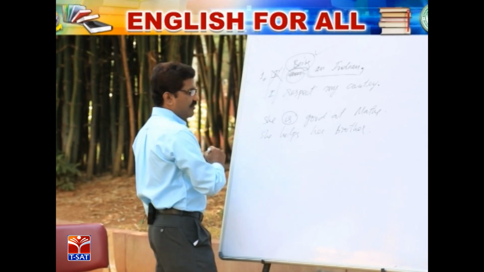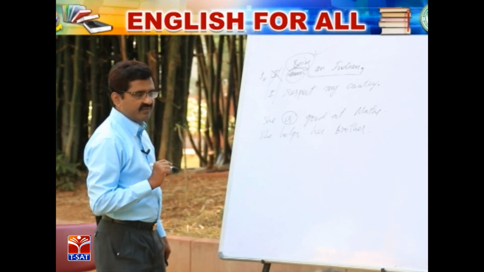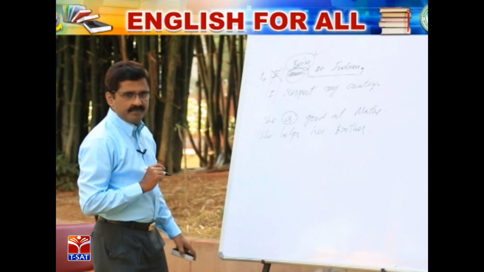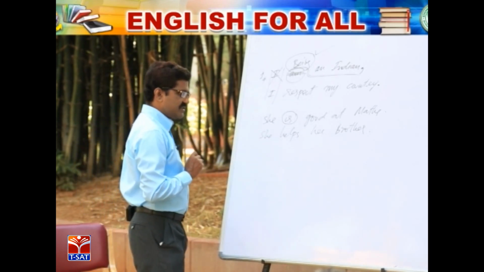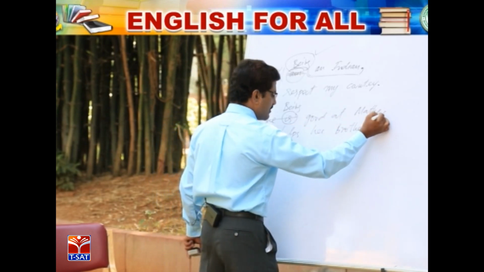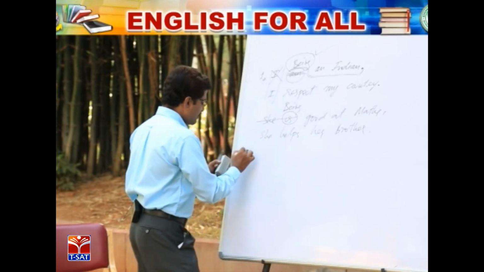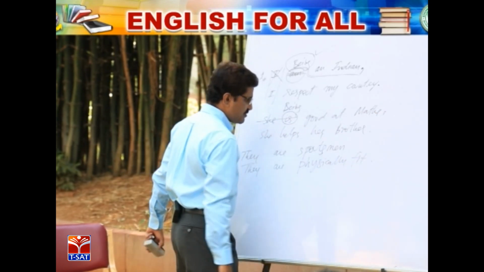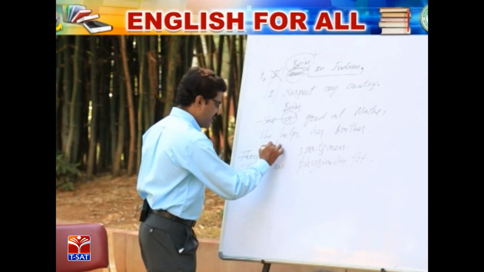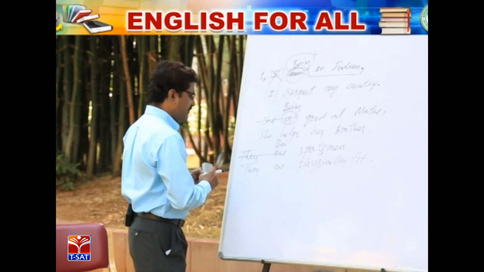Now, I need not tell you how to join the sentences, I am sure you have got the point. With the help of this example, can you join this one? She is good at maths, she helps her brother. Being good at maths, she helps her brother. That's all. Wonderful. Being good at maths, she helps her brother. Fine. They are sportsmen, they are physically fit. Being sportsmen, they are physically fit. Very good. Being sportsmen, they are physically fit.